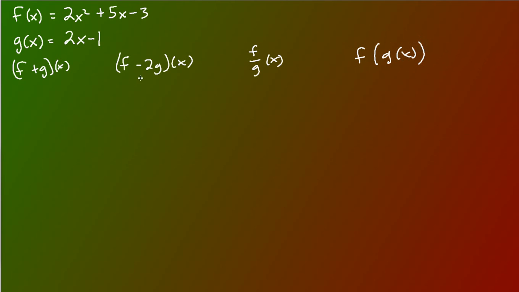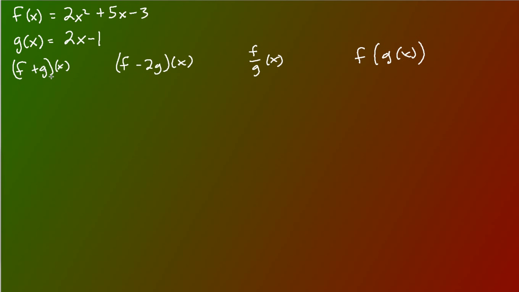So here's another one. So let's try all 3 of them. So let's say, all 6 of them. So let's say I want to find f plus g of x. Let's make this one a little bit more interesting. We'll do f minus 2g of x. We'll skip the multiplication this time. We'll do f over g of x. And finally, we'll do the composition f of g of x. We'll do all of those.